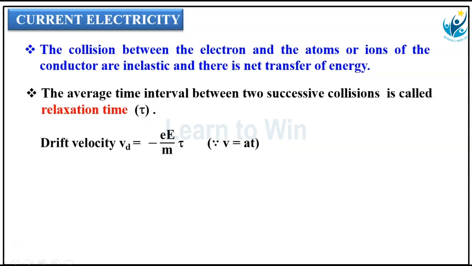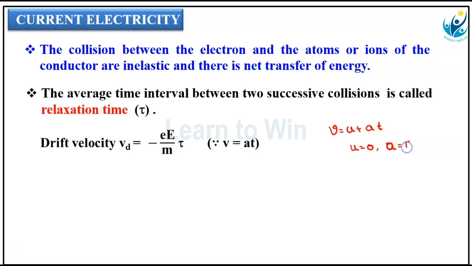To calculate drift velocity, we use the dynamic equation v equals u plus at. What is u here? Initial velocity. Already I told you the average velocity in the absence of an electric field is 0. Hence, u is equal to 0. What is a? Acceleration, when we apply some external electric field.